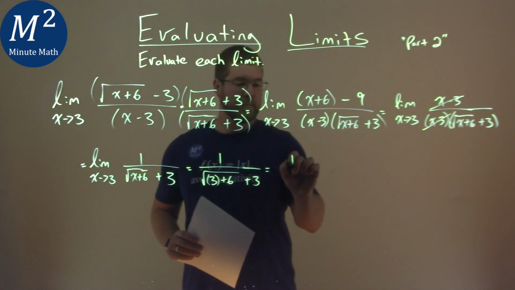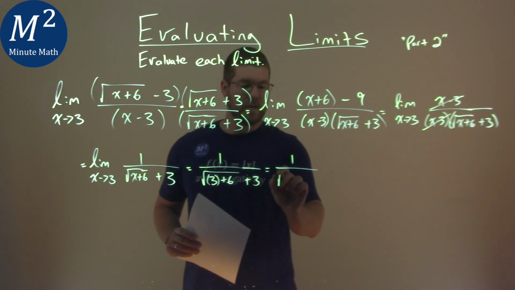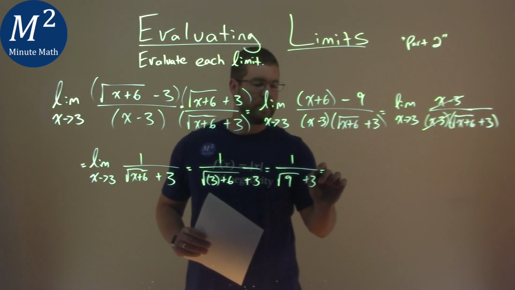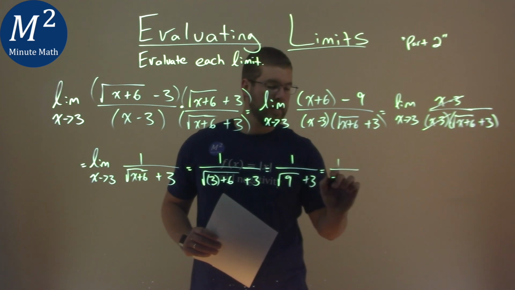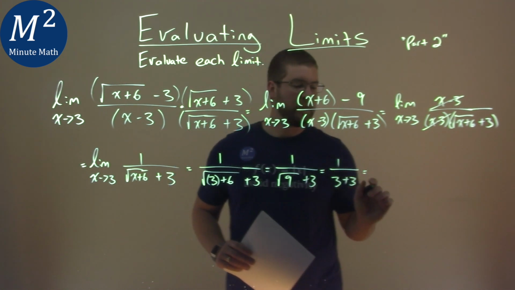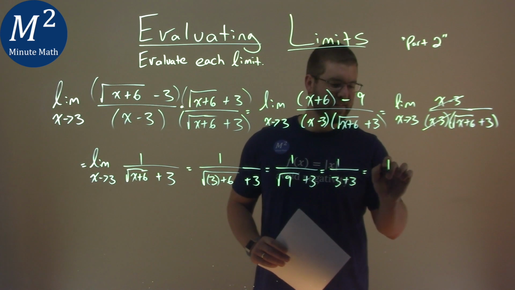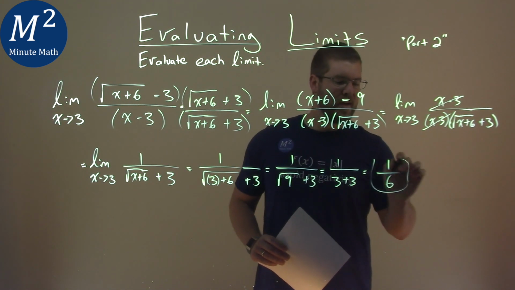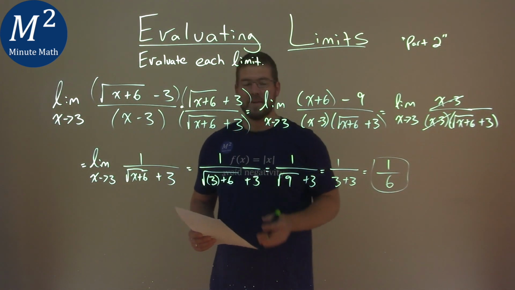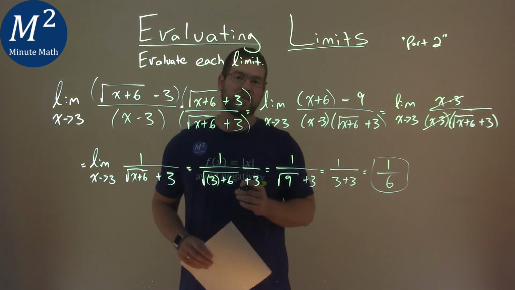Keep simplifying. 1 over, well, 3 plus 6 is 9. Square root of 9 plus 3. Square root of 9 is 3. And 3 plus 3 is 6. So we have a 1 over 6 here. And so our final answer is this limit is equal to 1/6.